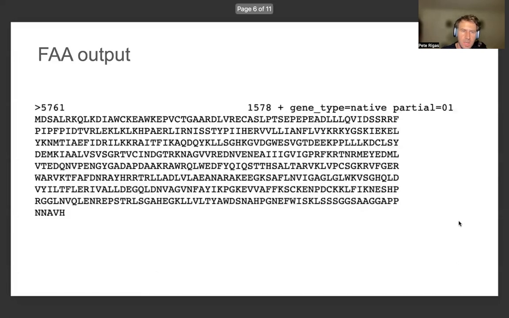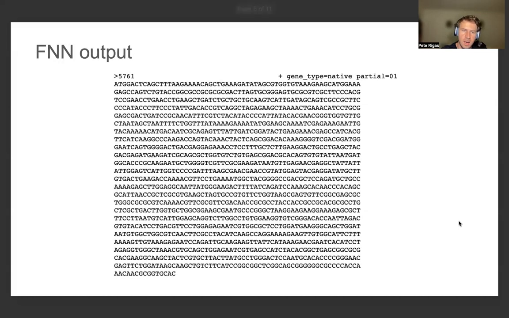And for the FAA output, we can have a similar type of sequence with the only change being that the FAA output is given in the amino acid sequence format, in comparison to the DNA output, which is given from the ATCG base pairs.